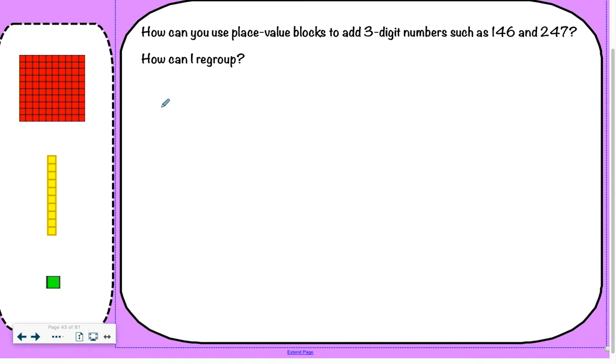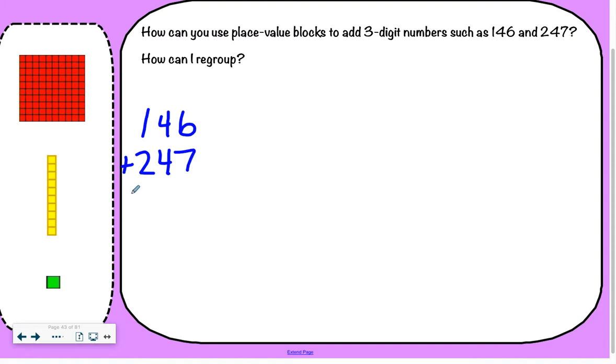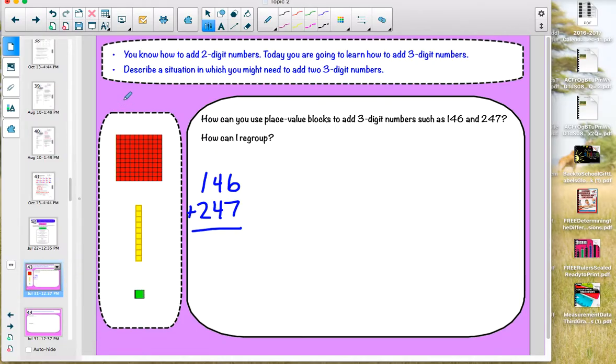Sometimes when you're adding 3-digit numbers, you don't have to regroup, but in this case, we might have to do that. So if I have 146 and I'm adding 247, we can use pictures. We can use our model over here to help us by representing it.